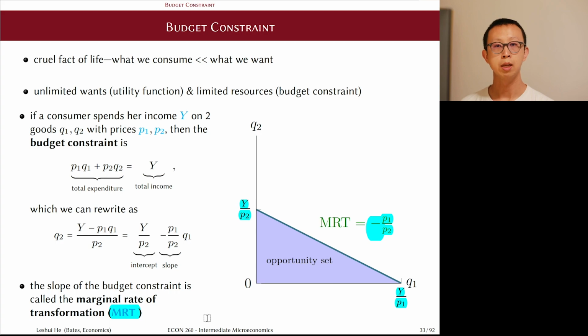When Q1 is on the horizontal axis and Q2 is on the vertical axis, the slope of this budget constraint is exactly minus P1 over P2. This is the negative of the ratio between the price of the horizontal good over the price of the vertical good. The negative sign is very intuitive because as we consume more of good 1, then under the limited budget, the amount of good 2 we can consume certainly becomes less and less.